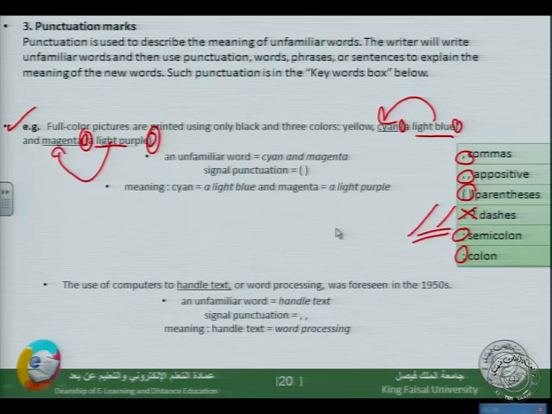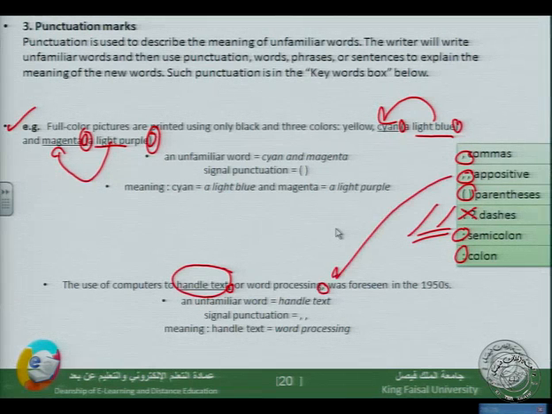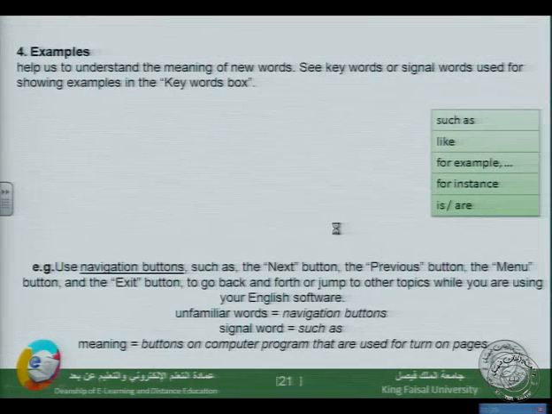The use of computers to handle text or word processing was foreseen in 1915. What does handle text mean? The first thing: here we have what we call an appositive, a parenthetical phrase. Handling text means word processing.